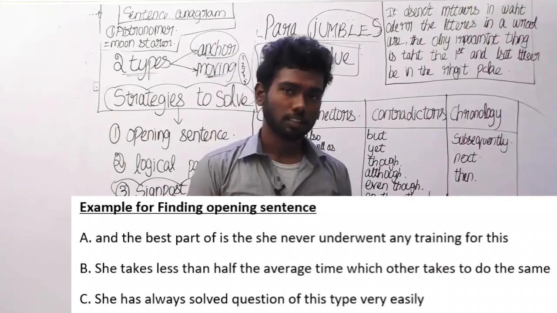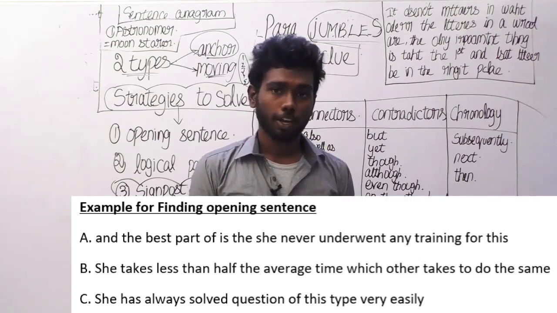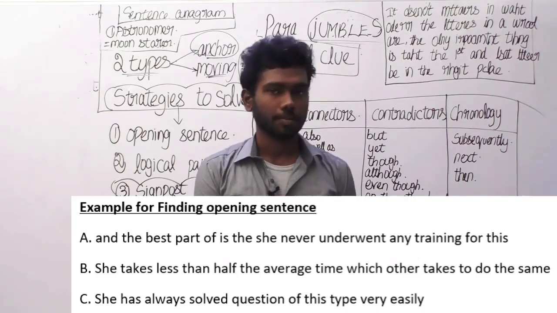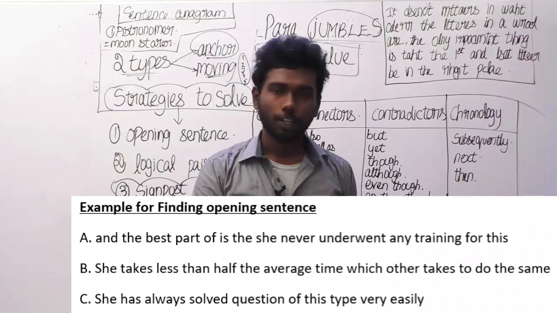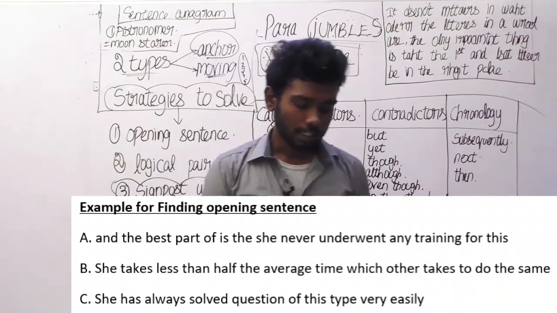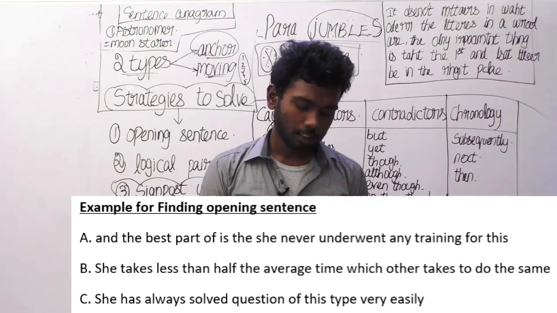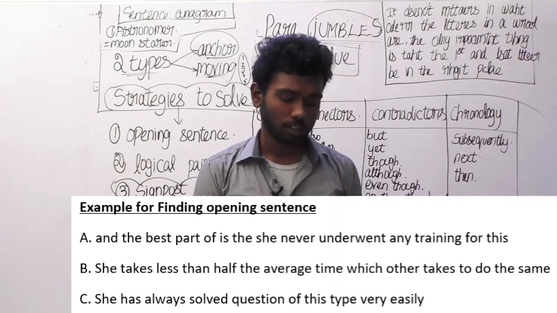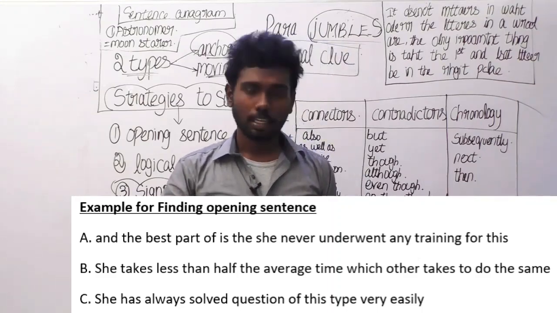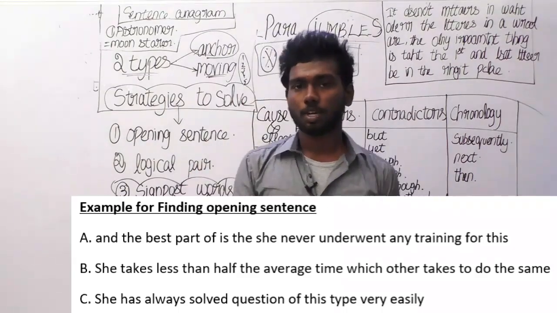To find the first sentence, I will give you a clue. You read out the first sentence initially, and we will solve it together. It will be easy for you to understand. The first sentence is, and the best part is she never underwent any training for this. And this is a thing which I am going to say to you guys.